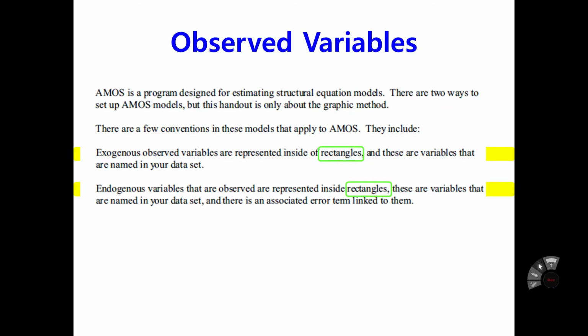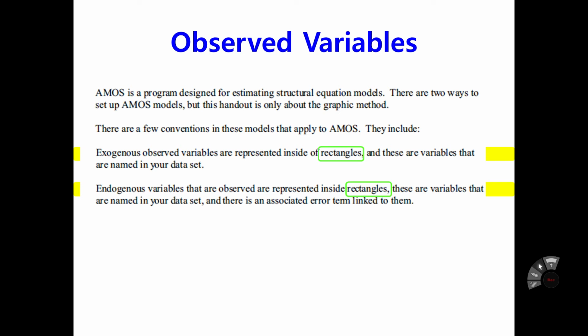First of all, I need to talk about observed variables. Basically, AMOS is a program designed for estimating structural equations models. There are two ways to set up AMOS models, but this handout is only about the graphing method. There are a few conventions in these methods that apply to AMOS.